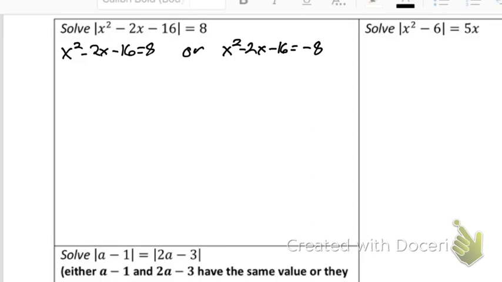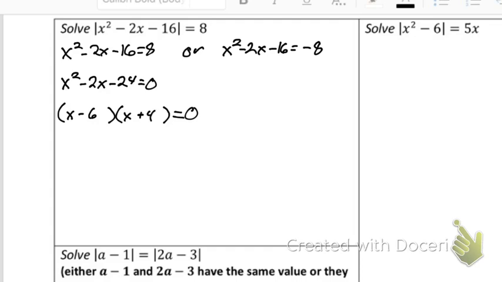Then we just solve both of them. So the first one, I subtract 8 from both sides, which gives me x squared minus 2x minus 24 equals 0. This should be factorable. Can anyone get the factors for that? I did the hard part. Aaron: x minus 6 times x plus 4. So you're saying negative 6 times 4 equals negative 24, and negative 6 plus 4 equals negative 2? I agree. You're right.